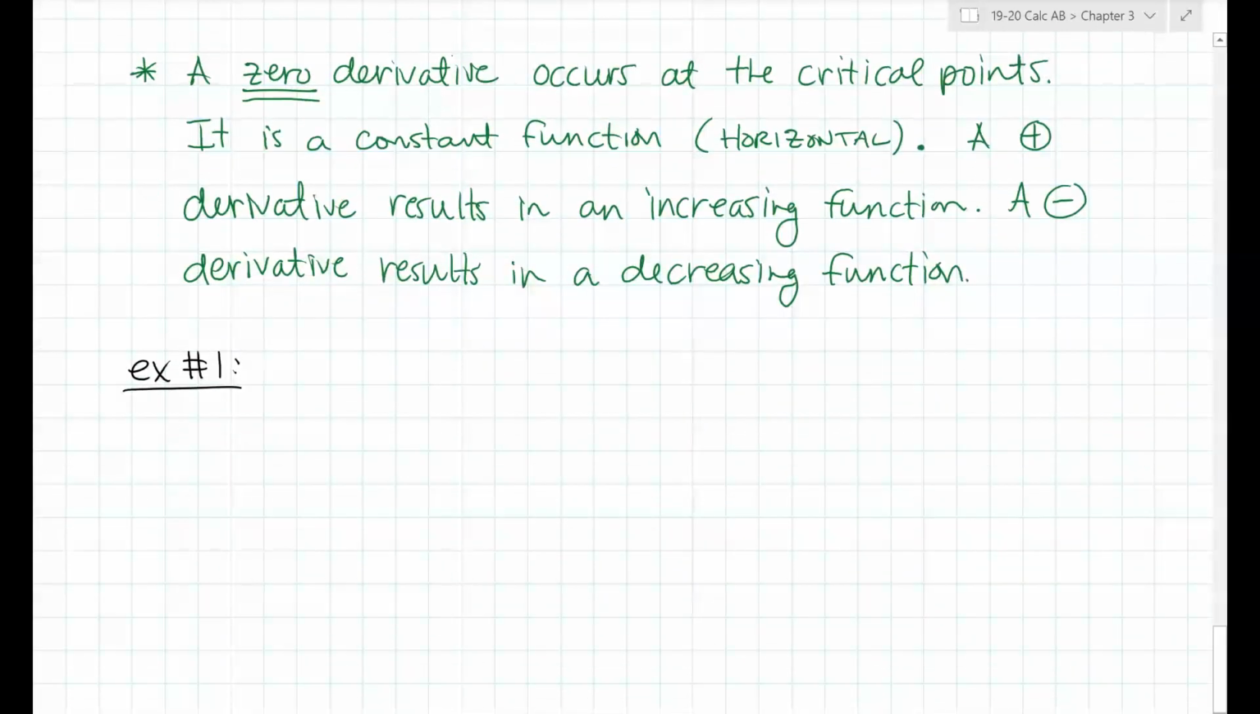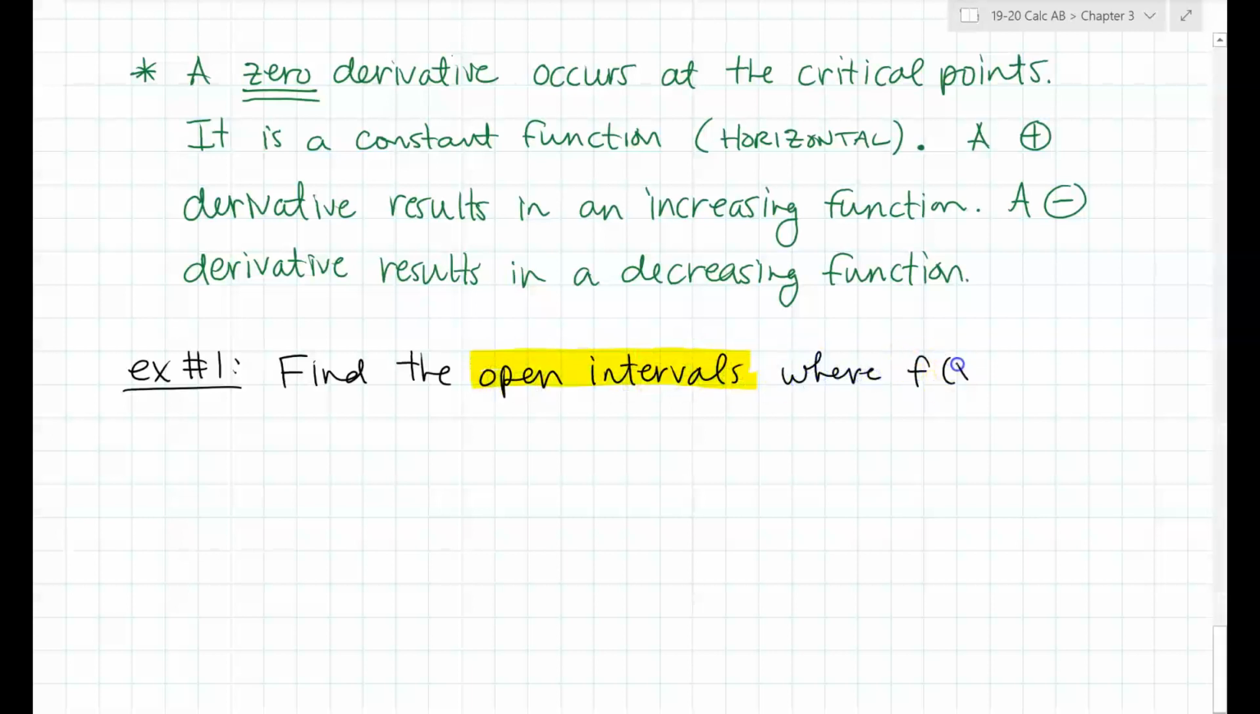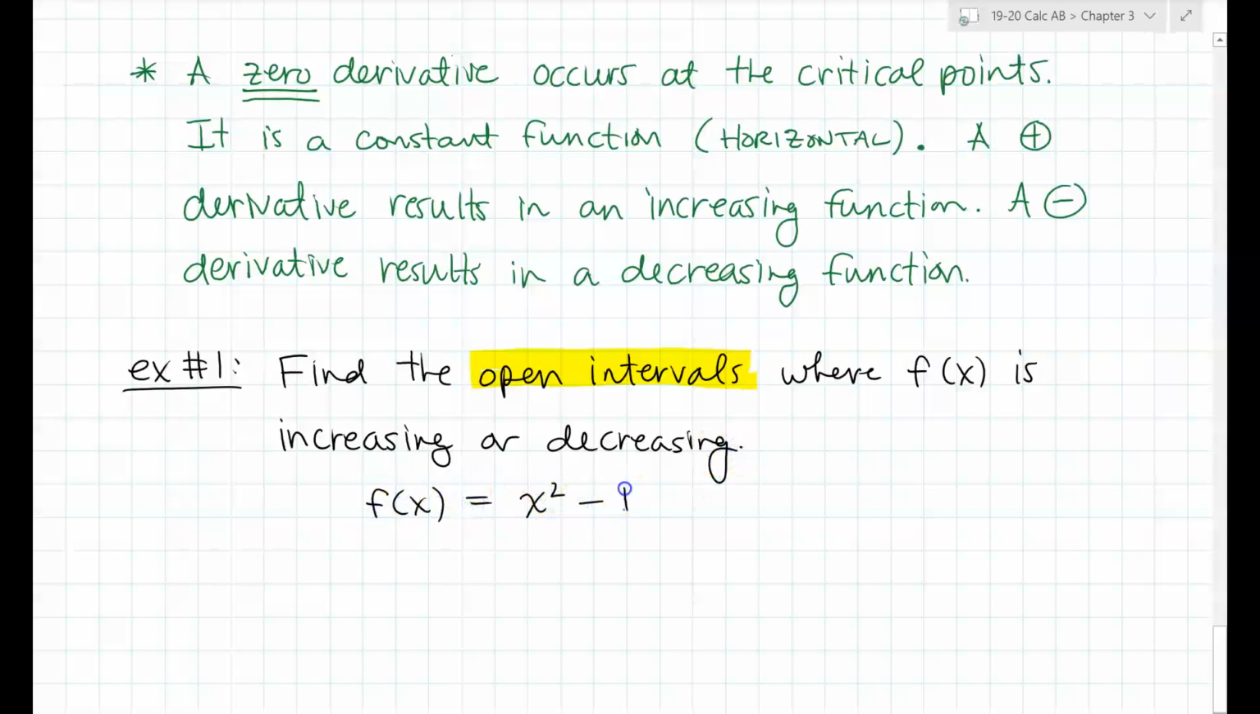So we're going to find the open intervals. And I'm going to highlight this because it's really important. We'll talk about why right now. But find the open intervals where f of x is increasing or decreasing. And f of x is given by x squared minus half x plus 2.